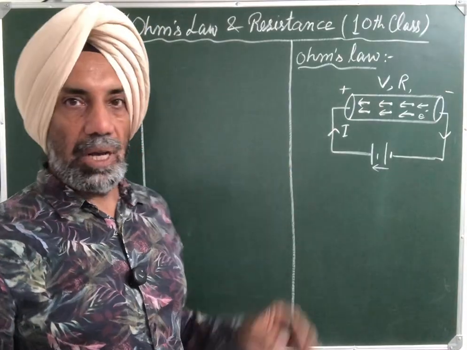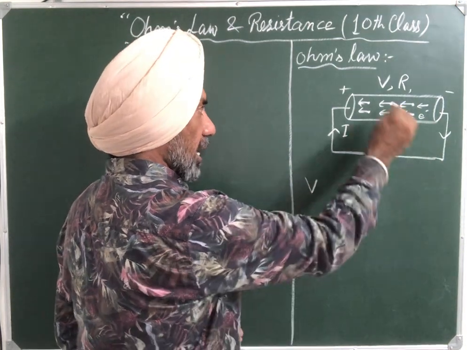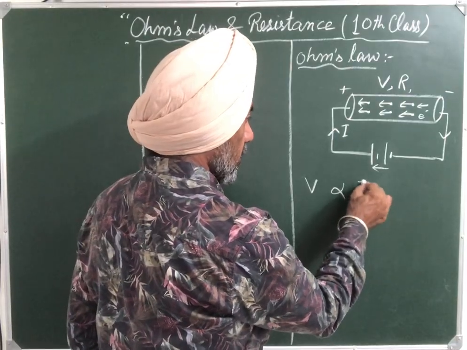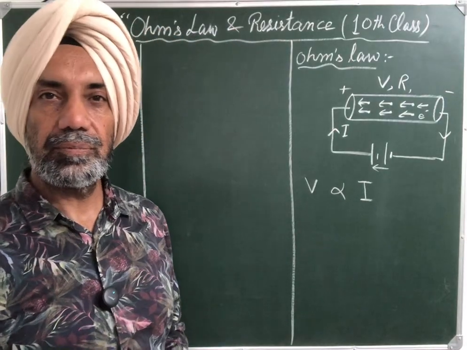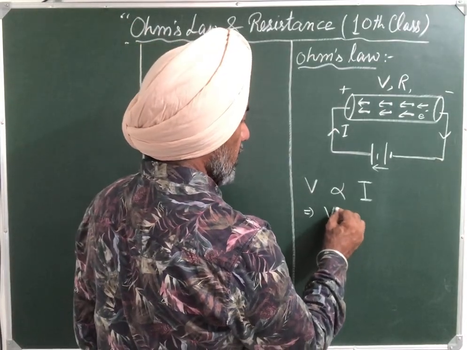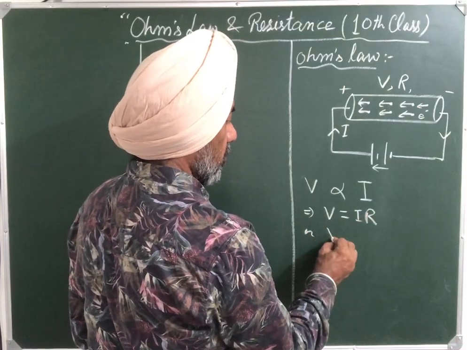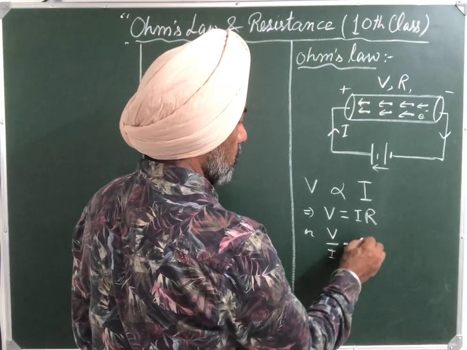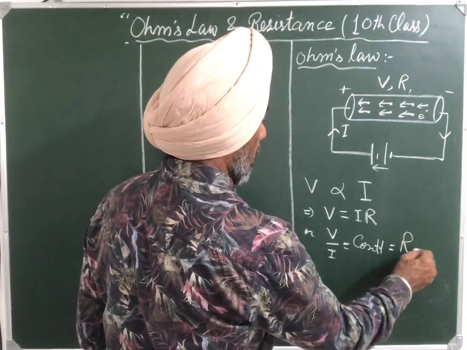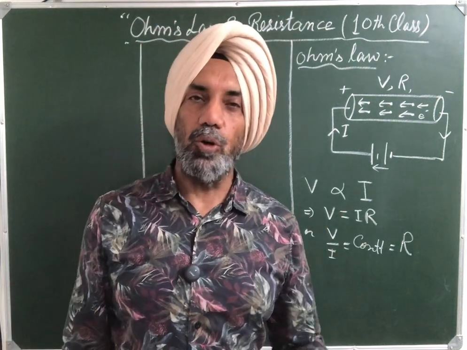Now, what is Ohm's law? Ohm's law states that potential difference across the ends of the conductor is directly proportional to current flowing through the conductor, and this implies V is equal to IR, or V upon I is equal to constant, and this constant is called R, resistance of the conductor. So this is nothing but Ohm's law.